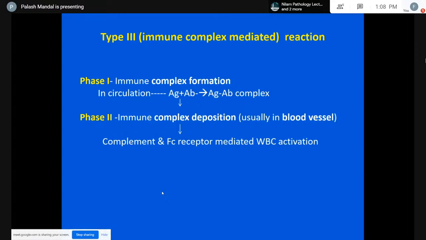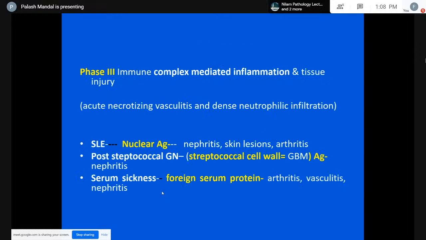Okay, so by WBC activation I mean the neutrophils. These complements lead to the liberation of cytokines, which will lead to the attraction of neutrophils, and the neutrophils will come to that area where the complex is and lead to an inflammatory reaction. Eventually the reaction is an inflammatory reaction, but the way is a bit different. Okay, so that was the second phase.